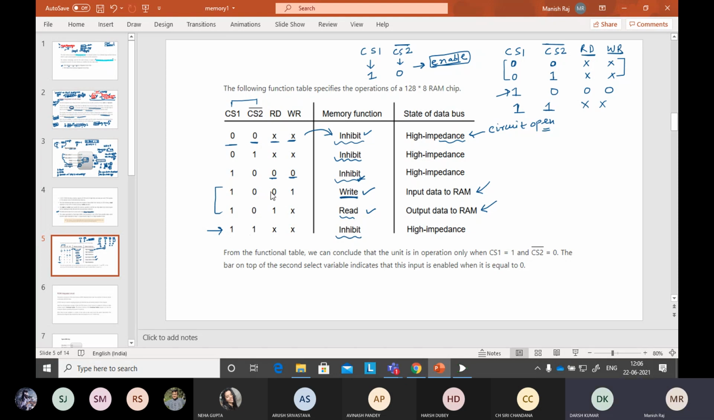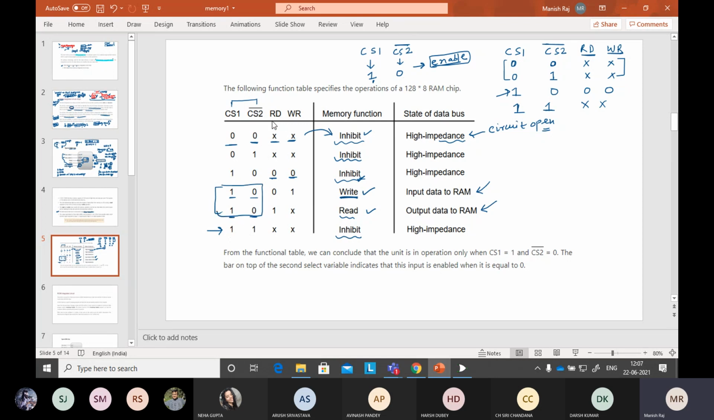Okay, good. Because 1010 is written, that's why I am asking again. So again I am repeating. Now you can see this is 1, this is 0. This is the enabling condition, and 1 and 0 means you are selecting the chip. Here also you are selecting the chip with 1 and 0. So in both conditions you are enabling the chips.